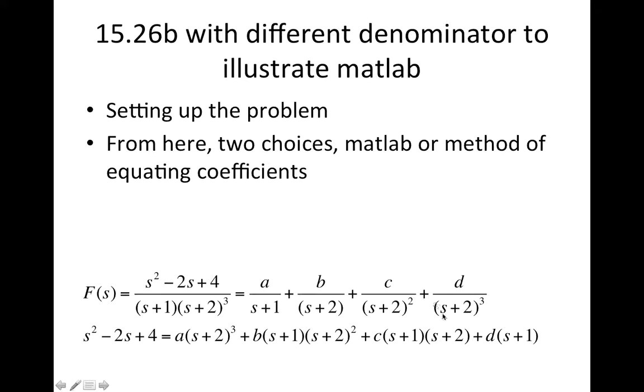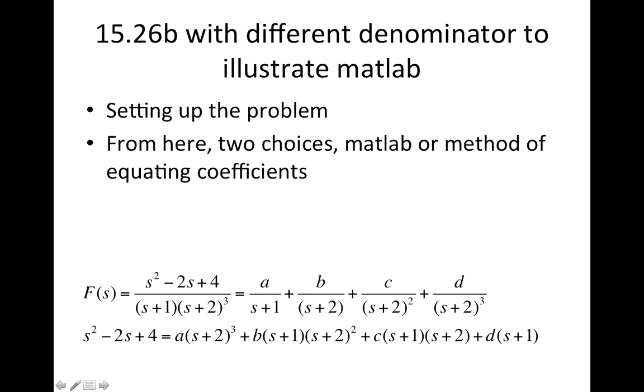And because I have s plus 2 cubed in the denominator, I have to include all three terms leading up to that. So I have an s plus 2, an s plus 2 squared, and an s plus 2 cubed. And if I multiply that all out, this is the equation that I get.